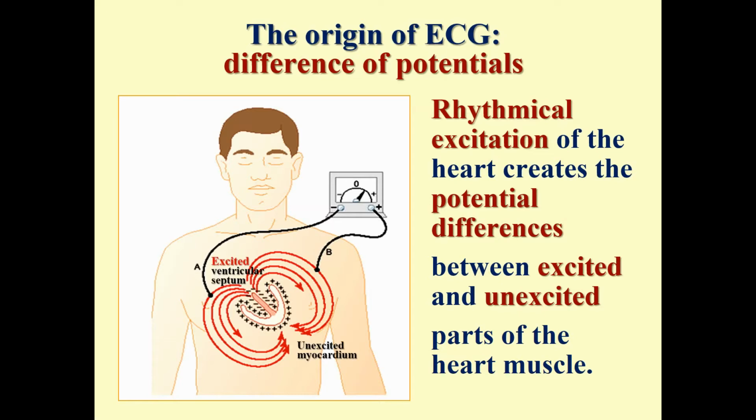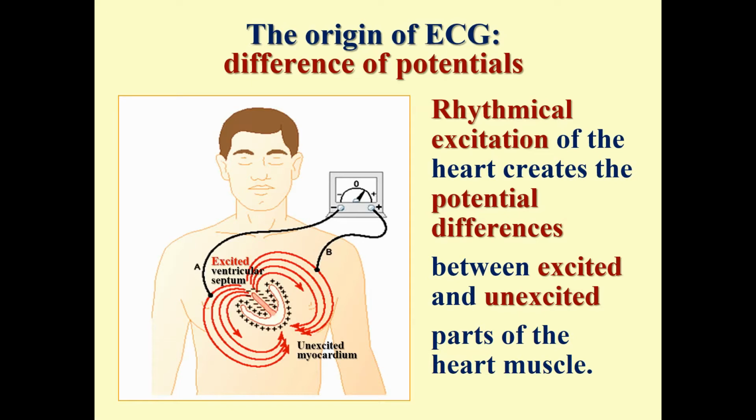And between these two parts, a difference of potential appears, and this difference changes while the cardiac cycle proceeds. It can come to zero at a certain moment, but right now, at this very moment, there is a difference, and it's registered by the voltmeter.